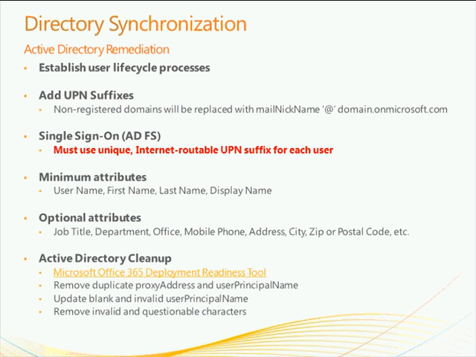So probably the most important thing that you can do to prepare for deploying the DirSync appliance is getting your Active Directory ready. So DirSync requires UPN suffixes, so if you don't currently use suffixes that are internet routable, for example, you might need to add a UPN suffix. That would be, let's say you're using contoso.local or contoso.com.